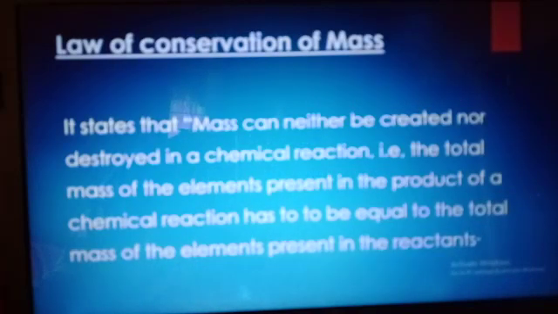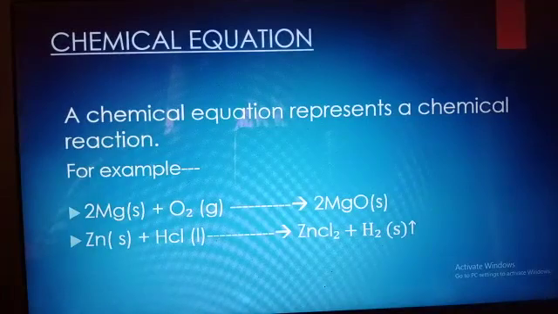As you know, the law of conservation of mass states that mass can neither be created nor be destroyed in a chemical reaction. As you can see, the total mass of the elements present in the products of a chemical reaction has to be equal to the total mass of the elements present in the reactants. Therefore, a chemical equation should represent a chemical reaction.